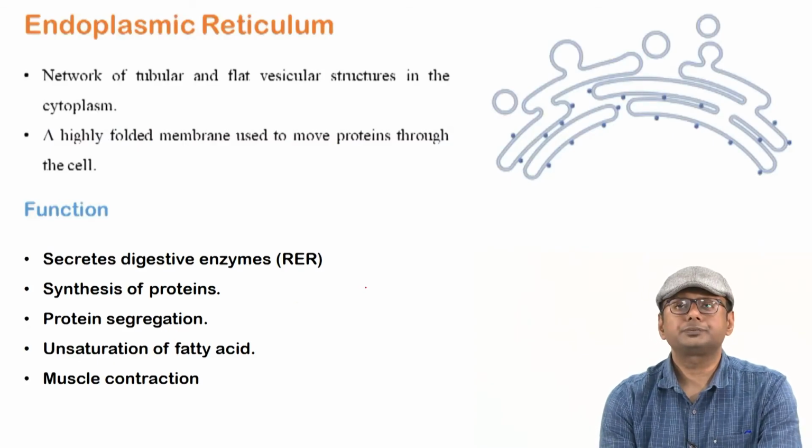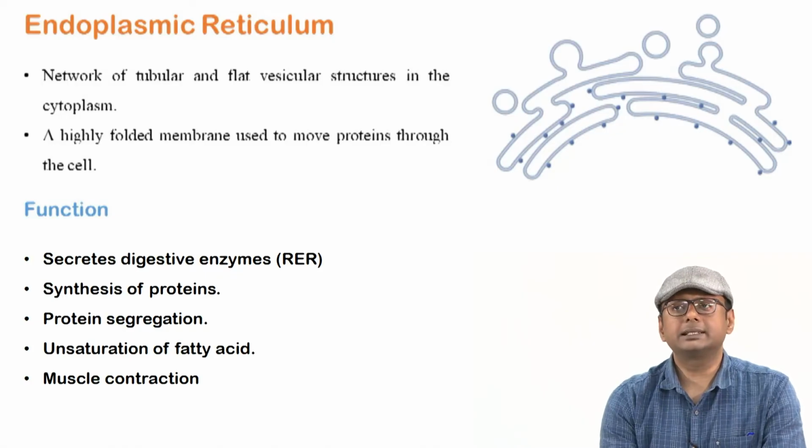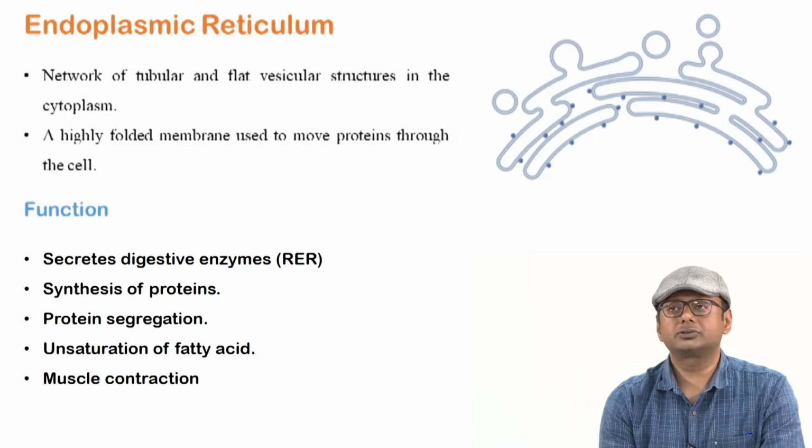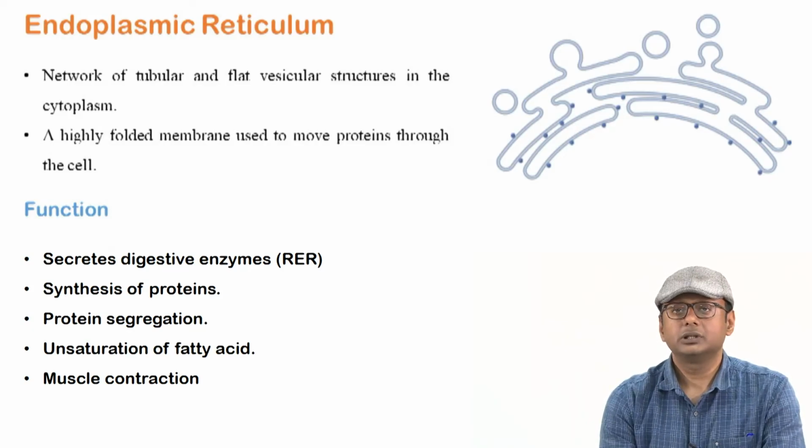Next is endoplasmic reticulum. So, you can see the structure here. It is a tubular type of structure, right, a network of tubules and flat vesicular structure. It is present in the cytoplasm. It is a highly folded membrane used to move proteins through the cells. And very interesting, you can see these dots in the rough endoplasmic reticulum especially.